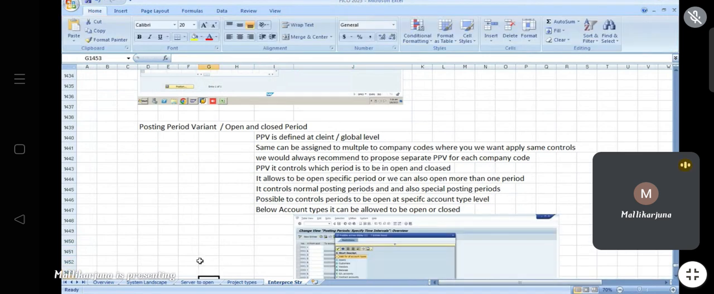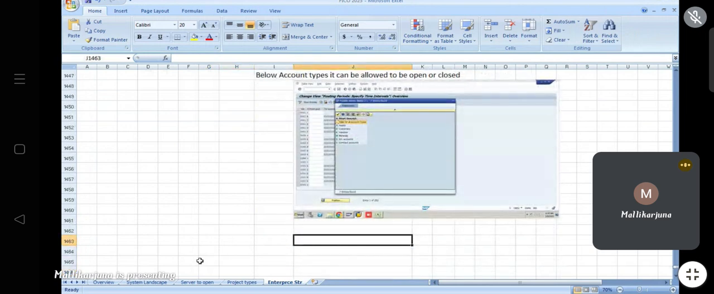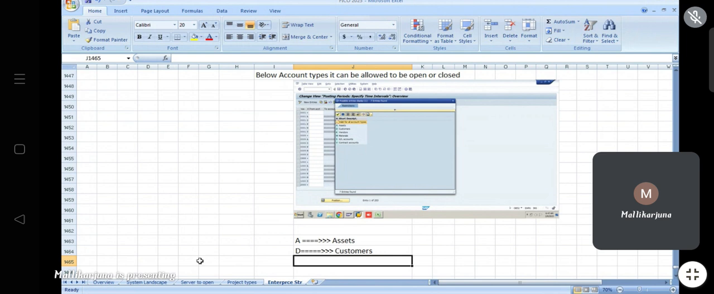Okay, so A is nothing but assets, then E is nothing but... so this is SAP defined. D is nothing but customers, D denotes customers, and K denotes vendors. Vendors, and M denotes material.